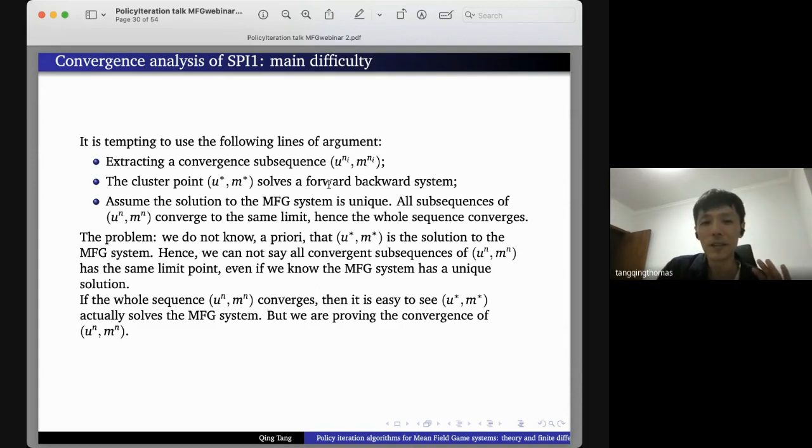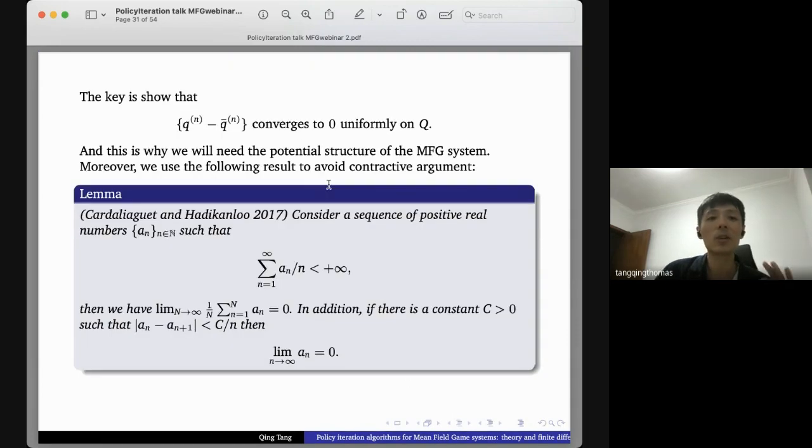So the key thing would be to show that Qn and Q bar n converge to 0 uniformly on Q. And this is why we need a potential structure of the MFG system, and that's the real issue here. This is the same thing that people did in the fictitious play paper, for example, the paper of Cardaliaguet and Hadikhanloo, and also I believe the paper of Mathieu Laurière on machine learning. Well, it's not the same, but something similar.